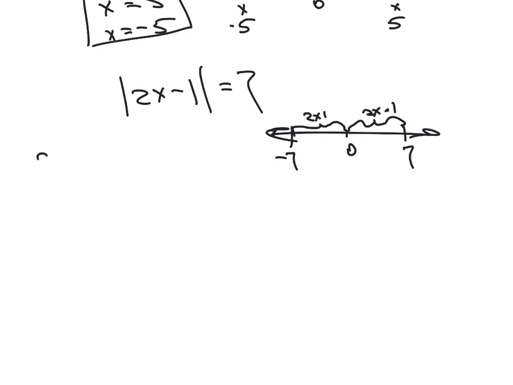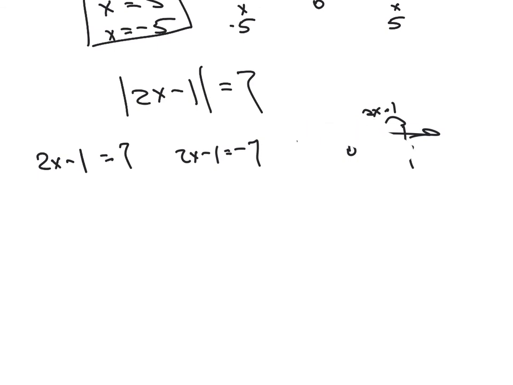So 2x minus 1 is either equal to 7 or 2x minus 1 is equal to negative 7. So notice what we've got here. Two equations, because either this distance from 0 is 7, and this distance from 0 is also 7, but it's the other direction. So we have to solve for both of these.